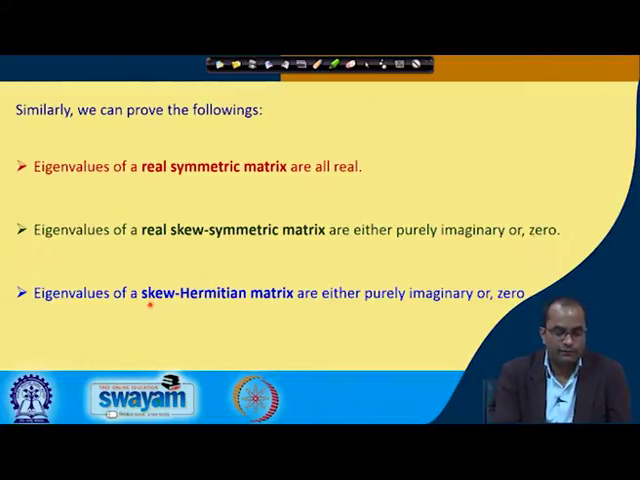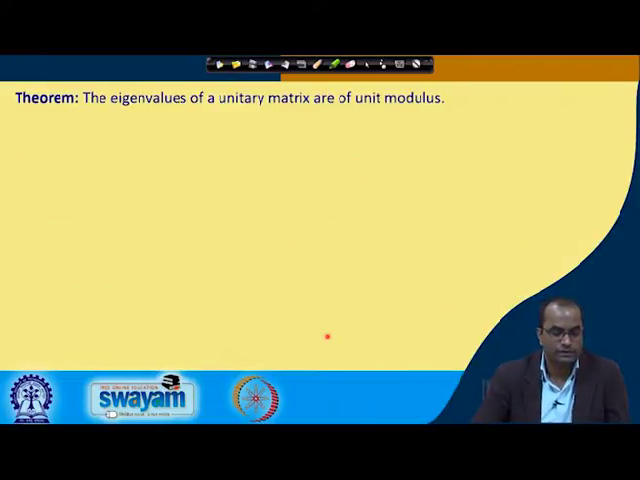And the eigenvalues of the skew Hermitian matrix. For Hermitian matrices we have seen, but now the skew Hermitian matrix, that means A star is equal to minus A. For those cases the eigenvalues are purely imaginary or 0 again. So, these are the consequence of the earlier proof, which we can easily see here.